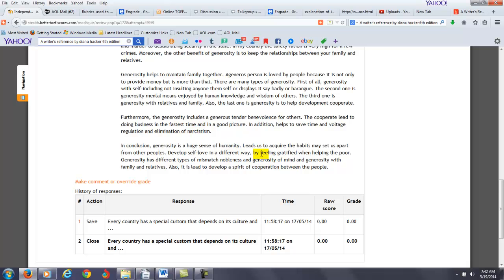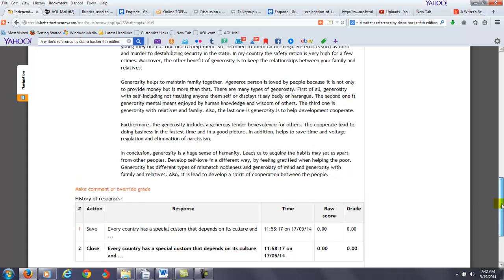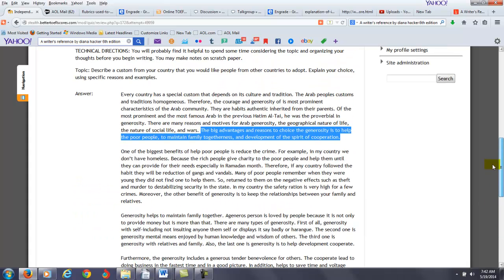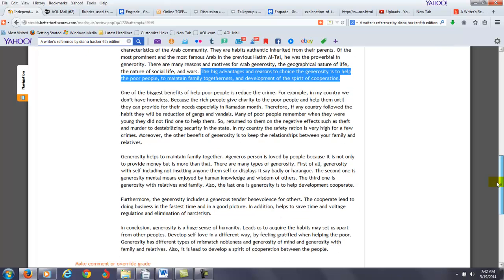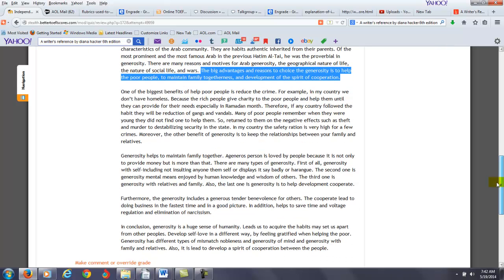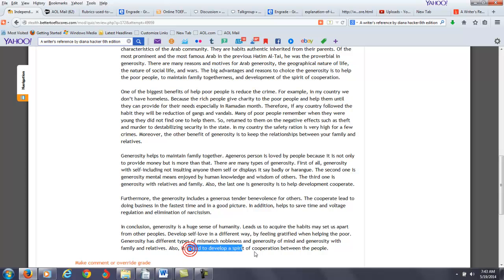So let me see, okay, I think you did this. You have it, develop self-love in a different way, feeling gratified when helping the poor. So you talk about helping the poor, maintaining family togetherness. You're kind of saying family and relatives, but you need to better restate your second idea of the family togetherness, and you did restate the spirit of cooperation.